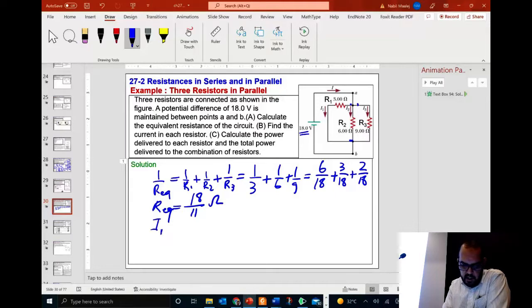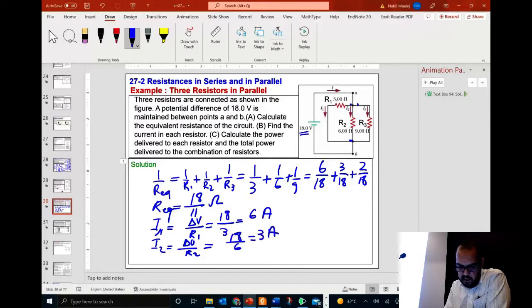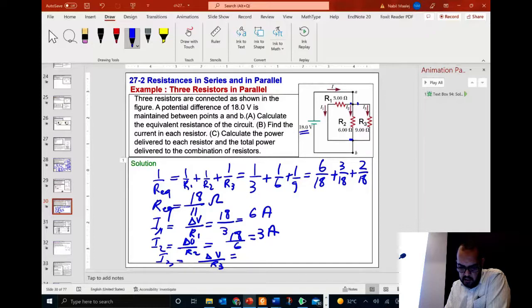I1 is just delta V, which is 18 volts, divided by R1. R1 is 3 ohms, so this is 6 amps. I2, same thing, delta V divided by R2, that's 18 divided by 6, which is 3 amps. And I3 is delta V, 18, divided by R3, which is 9, so 18 divided by 9 is 2 amps.